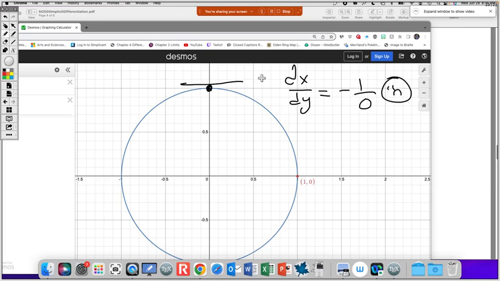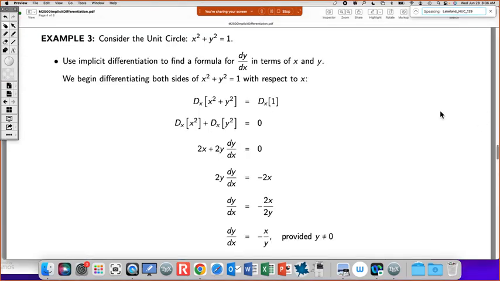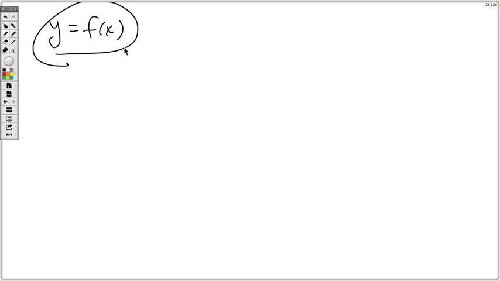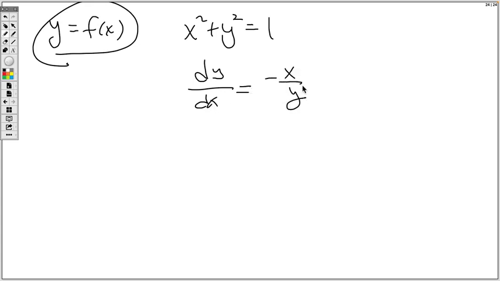You follow? And there's an exploration at the end of the section that talks about that a little further. So I encourage you to work through that. Okay. So let's go back into the land of y as a function of x. And we have this for our dy dx.